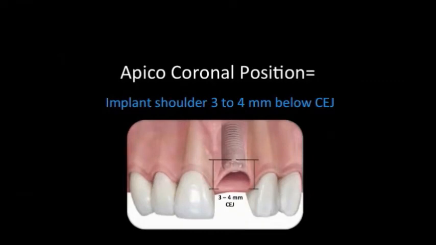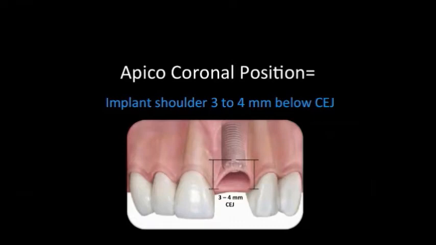The third part in the 3D dimension is the apical-coronal position. When we talk about this, we all know from much literature that we have to go 3 to 4 mm below the cemento-enamel junction, and this is in order to maintain good gingiva, and we're trying to imitate the biological width of the natural tooth. So we always have to do this.